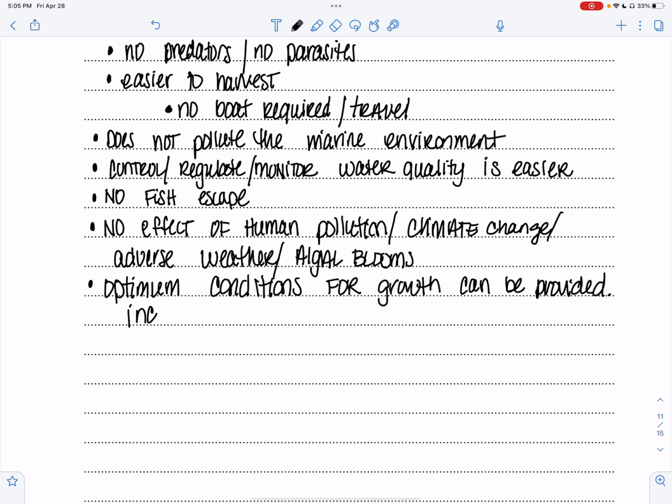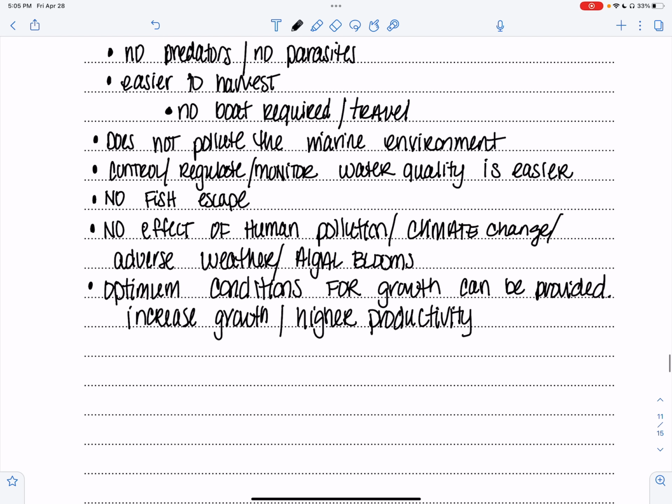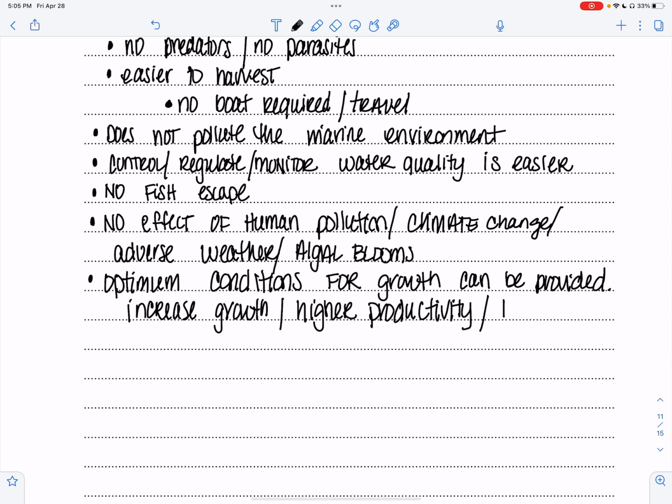And so we can increase the growth of the fish. They can grow a lot faster, which from this section is referencing that they're more productive, higher productivity. We typically talk about productivity in terms of plants, but in this way, we're talking about it in terms of the growth of the fish. They're just growing a lot more in a much faster time. We're also going to get a higher yield.